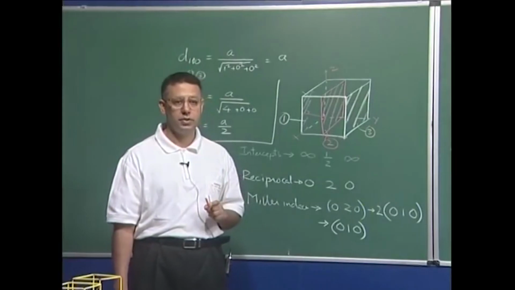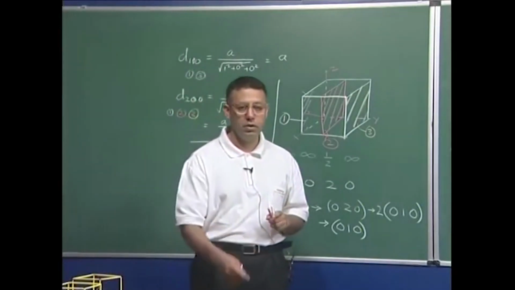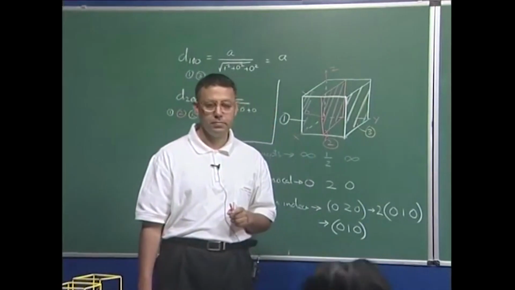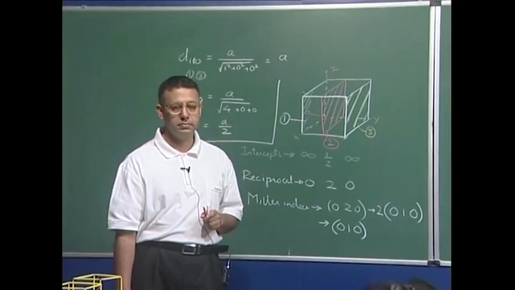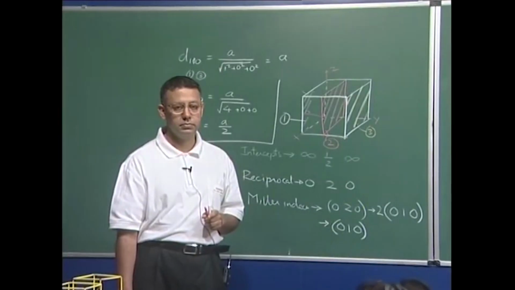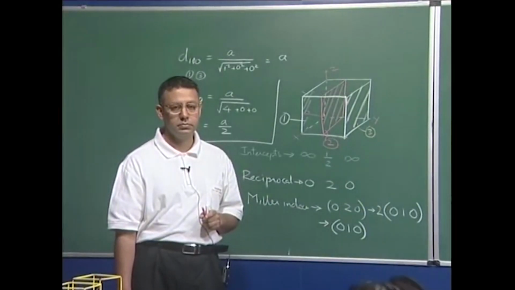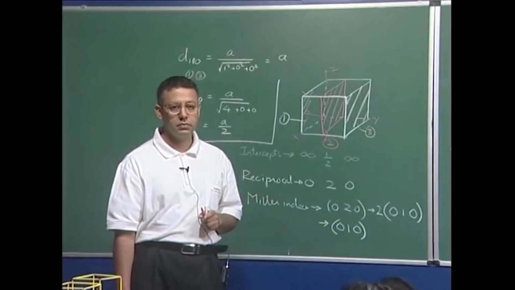Sir, as there are 2 planes, 100 and 200, then how will we confirm at the time of labeling which is the superset and which is the subset?